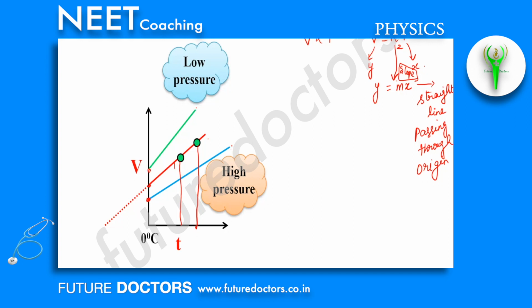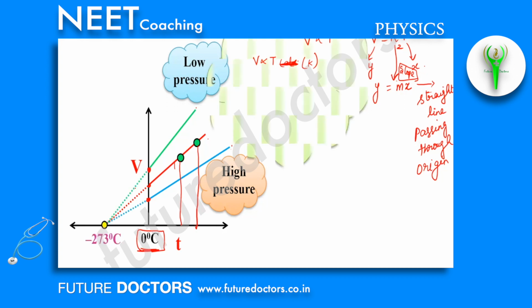Because what is Charles' law? Volume is directly proportional to the temperature, and the temperature should be in absolute temperature, in Kelvin. Here it is not Kelvin, it is only in degrees. So we are extrapolating the graph to minus 273 degrees, where the volume meets 0. This becomes the origin for this graph.